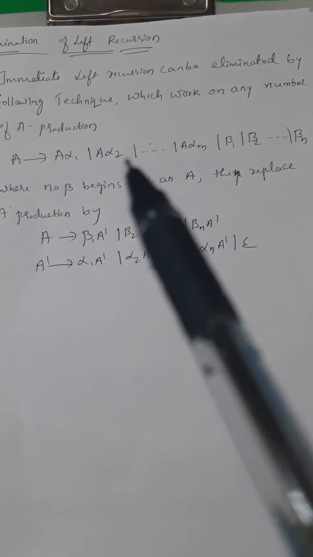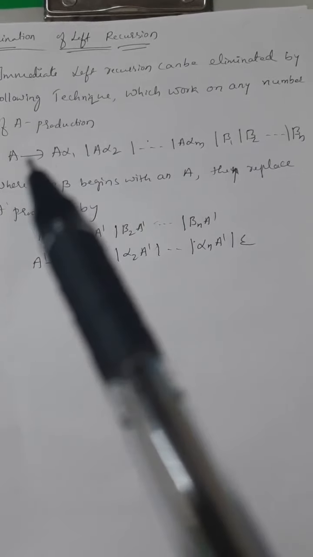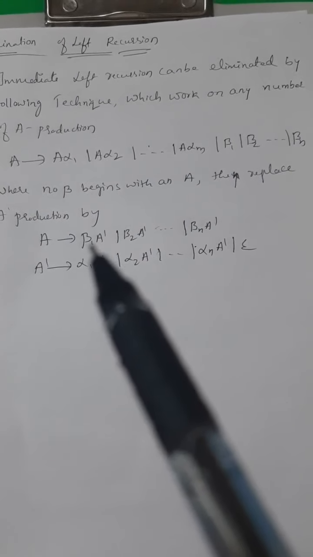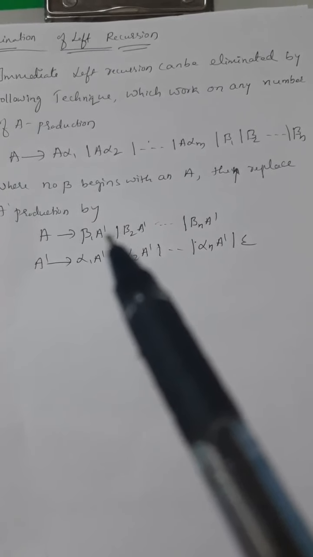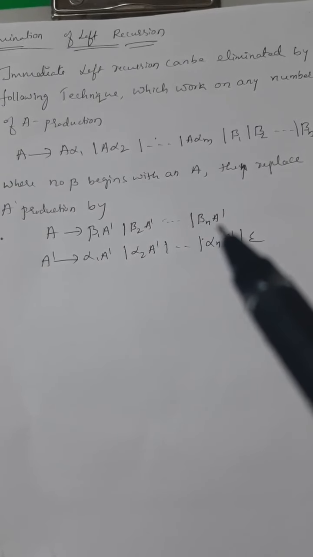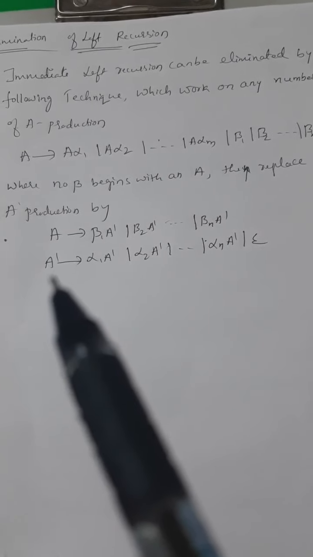So we will rewrite the grammar by replacing A's production as A produces beta 1 A dash, where beta 1 is A's production which doesn't begin with A. Then we introduce a new grammar symbol, that is A dash. So first we will consider all beta productions and write them along with the new grammar symbol A dash. Then we will write the production of A dash.